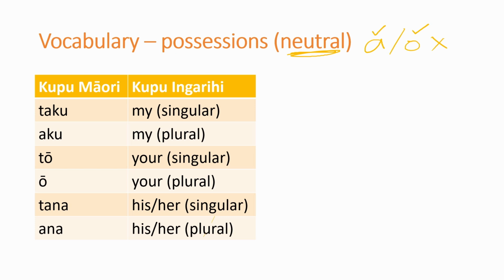Now, as you can see, these go together. It's just different forms. When the singular possessive becomes plural, the T is dropped. So there's no T here, so that it's aku. Instead of tō, you have ō. Instead of tana, you drop the T, and then you have ana. These plural forms are the ones we'll be focusing on today. Ka pai.